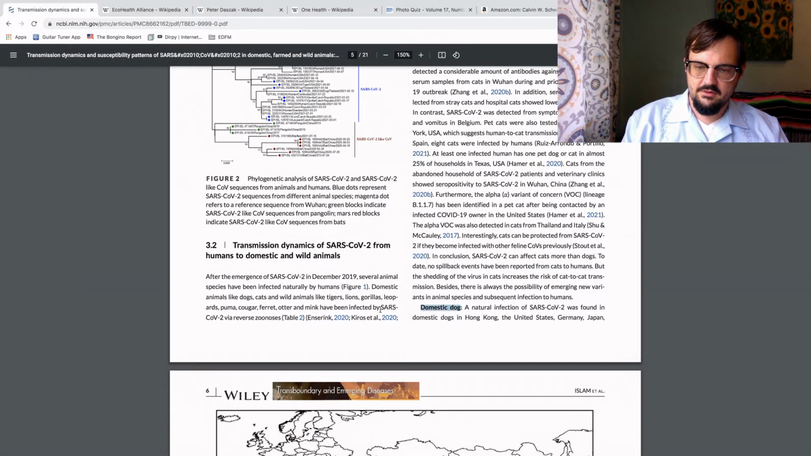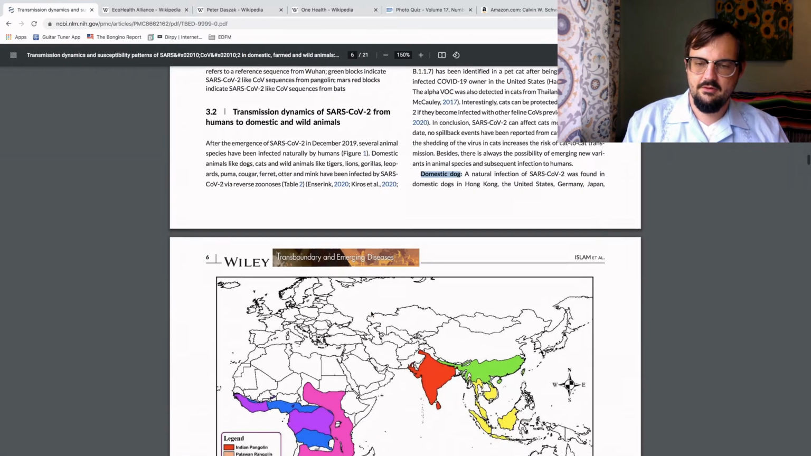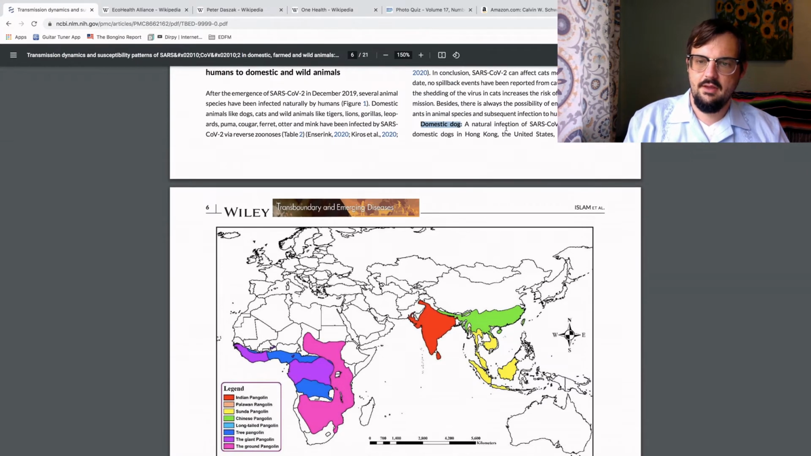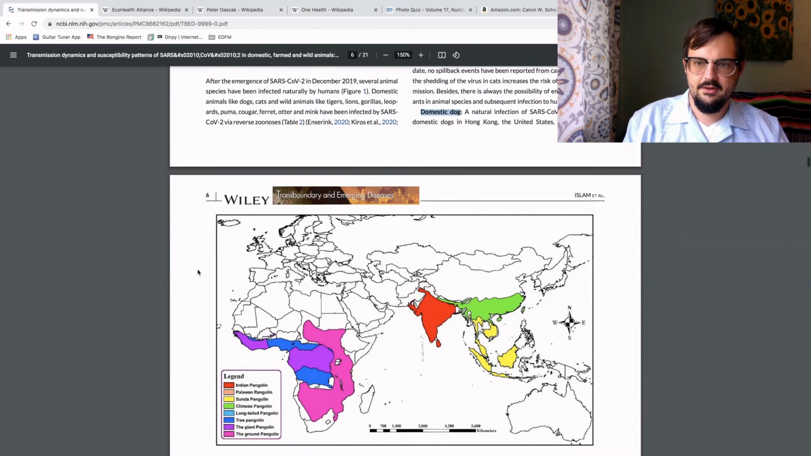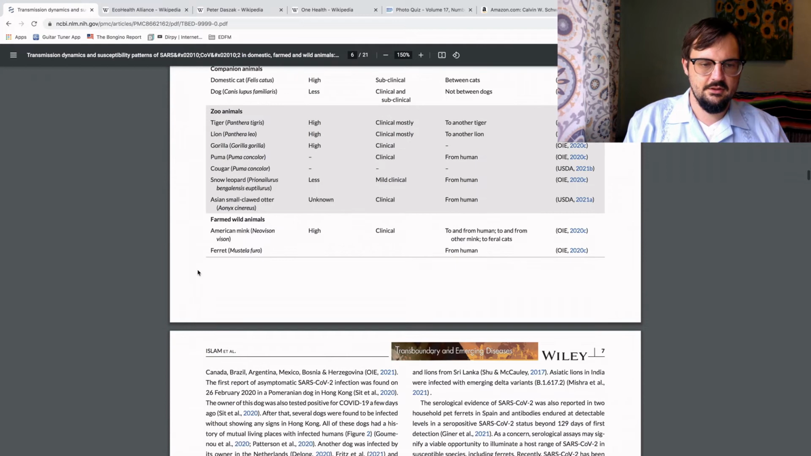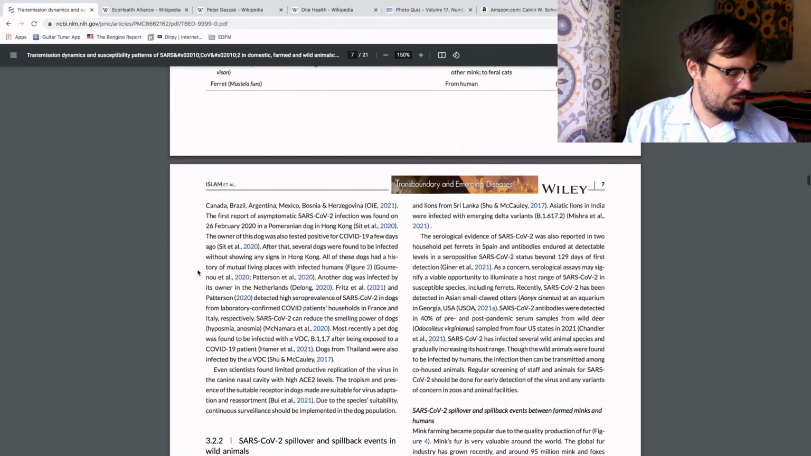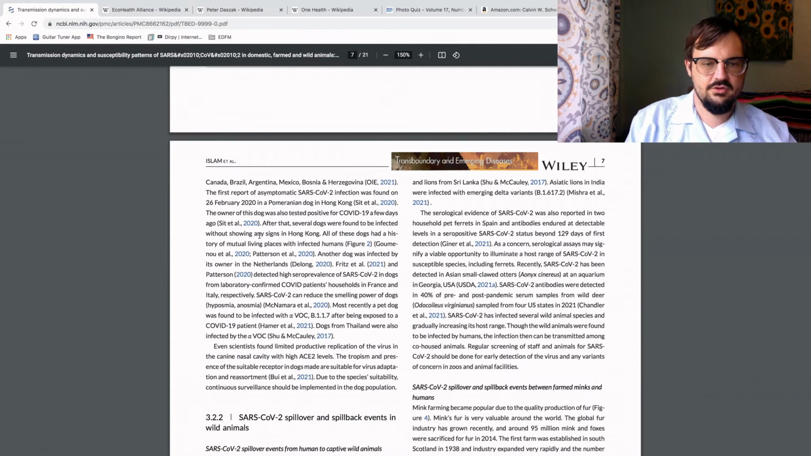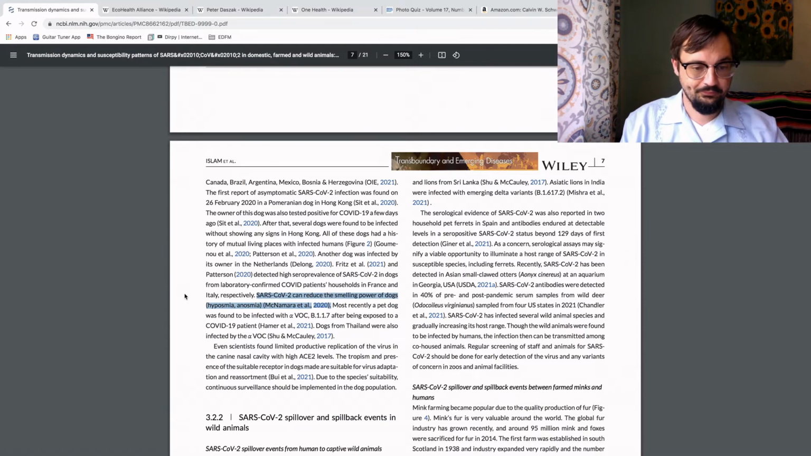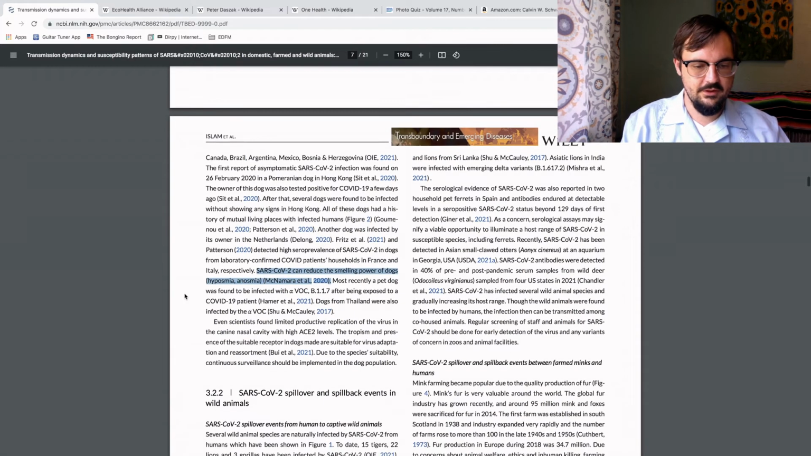But then next with dogs, that's even worse. They found cases of dogs testing positive in these hotspots. They found reduced smelling power. Here it is: SARS-CoV-2 can reduce the smelling power of dogs, and that's the best symptom that they could come up with through this study.